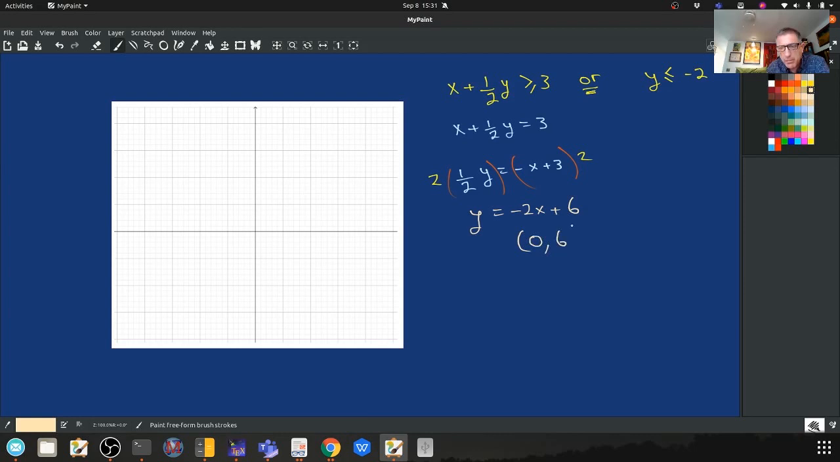My point here is 0, 6. That is the y-intercept. And the slope m is equal to -2 over 1. So the slope intercept, that's 1 point on the graph, and then we'll add 1 and -2 to get another point, and that's going to be 1 and 4.